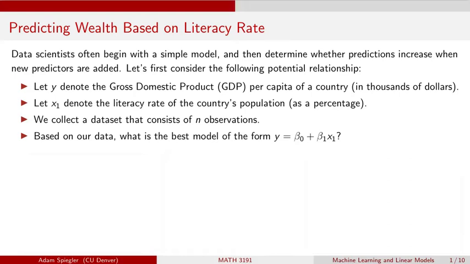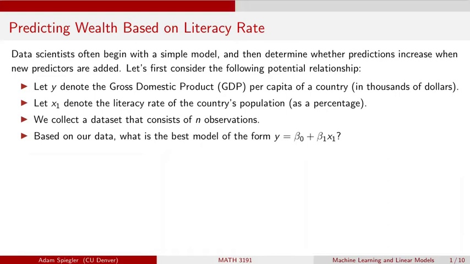So let's imagine we want to construct a model where we are going to predict the wealth of a country, and this will be measured in gross domestic product, which is essentially the total value of goods that a country produces in a given year. And we're going to take a look at this per capita. So we're going to scale this down by the population so that we can compare countries with large populations to countries that have small populations. And so let's imagine that gross domestic product per capita is being measured in thousands of dollars.